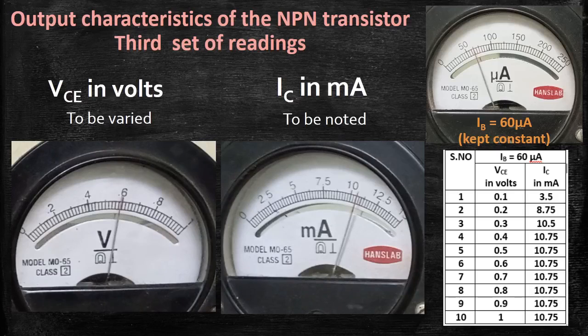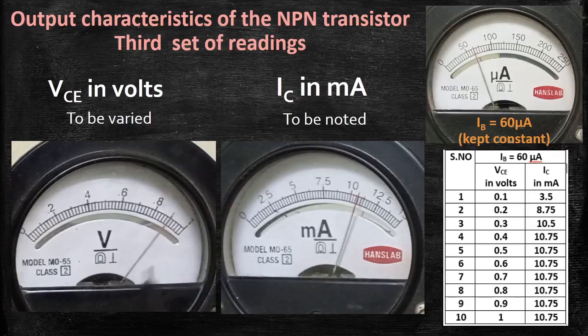Now I am going to increase the value of VCE from 0.6 to 0.7. Look at the value. Now it shows 0.7. Note down the IC value here. Again it shows 10.75. It shows that the transistor has attained the saturation region. Now VCE is increased from 0.7 to 0.8. Note down the reading in IC, in millimeter, no change in the reading. Again it shows 10.75. Now it is increased from 0.8 to 0.9.